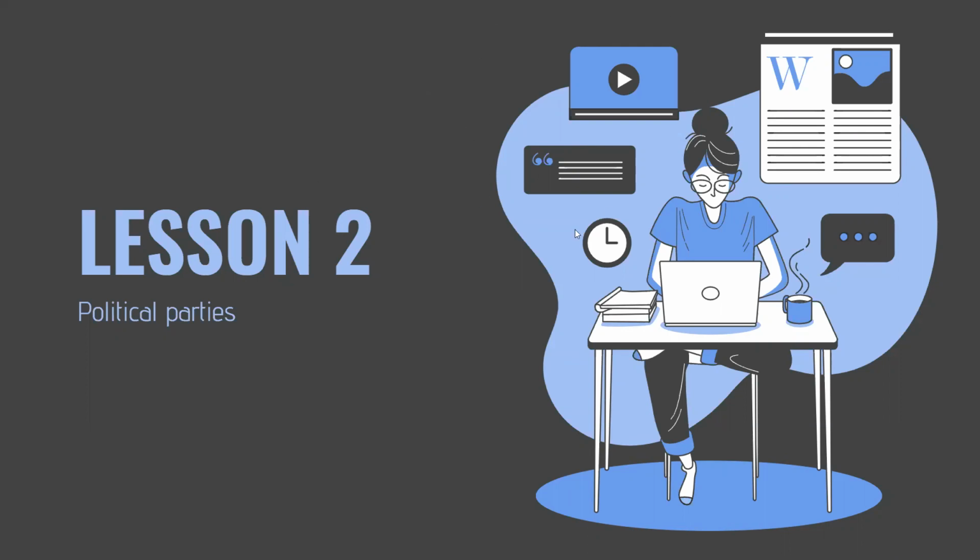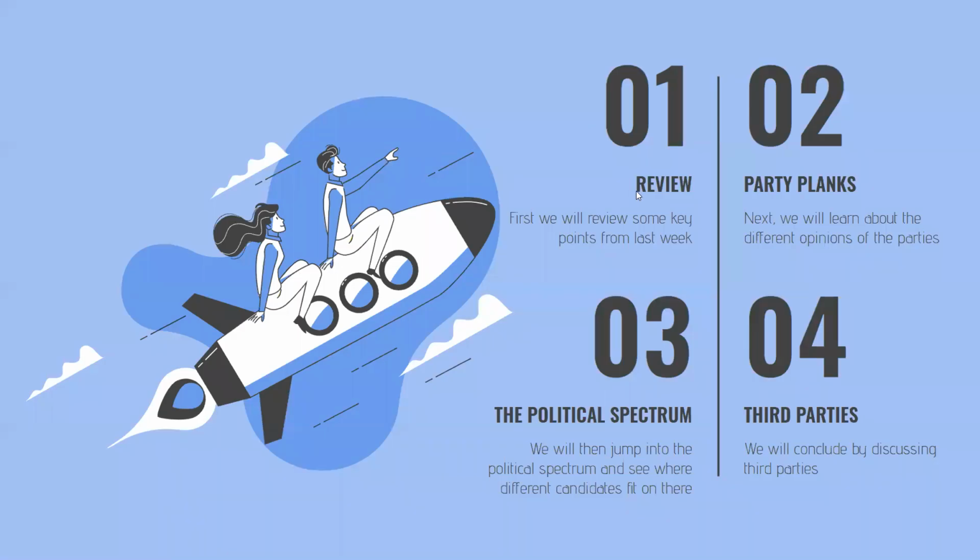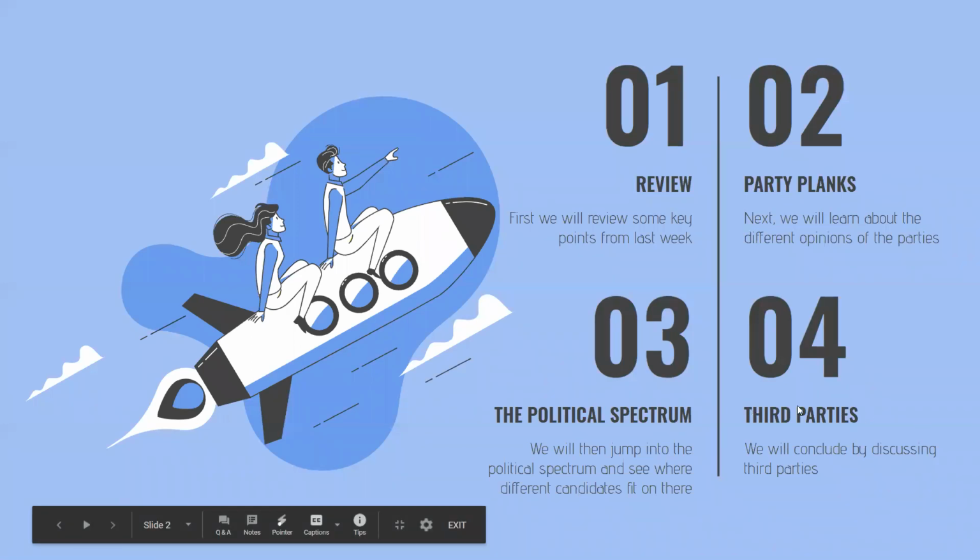So, in today's lesson, we'll be learning about political parties. First, we'll do some review about what we learned last week, some key points, and then we'll continue and learn about party planks. And then the political spectrum, we'll jump into that. And then finally, we'll learn about third parties.